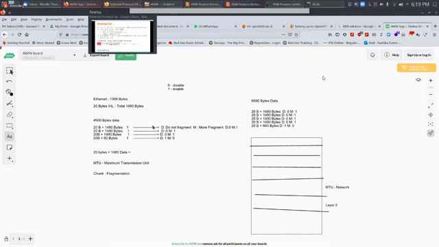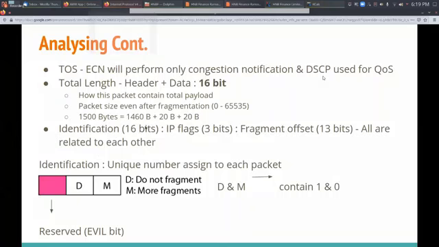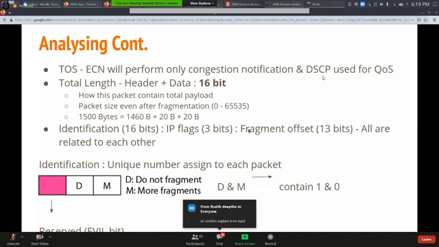Right. So I hope that you are clear with the identification and IP flags. Now we'll move on to the fragmentation offsets. Are you clear, guys, with this one?